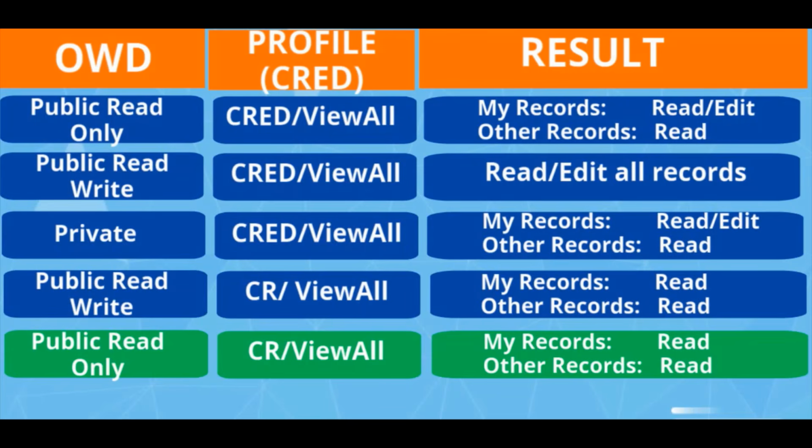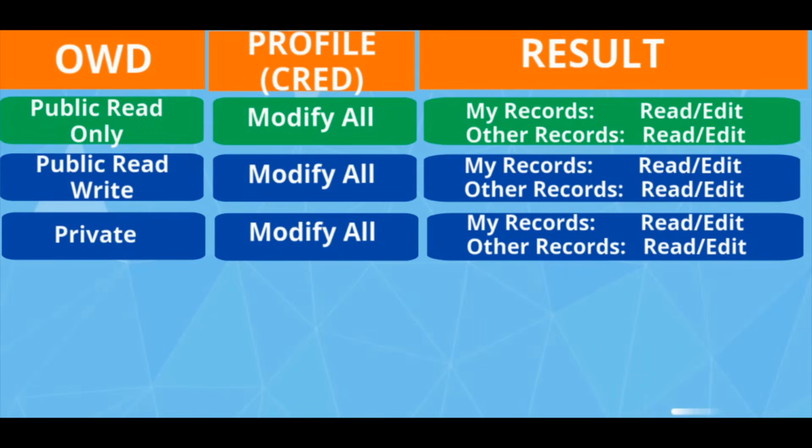Why is the result the same? Because as I have mentioned earlier, OWD is providing edit, and the profile should also provide edit, only then will other records be seen as read and edit, else it will not give the access to edit. OWD here in the current scenario is read only, and in this profile also it is read only. That's the reason in the result we'll have read. Remember one thing, if OWD gives edit, the profile should also give edit, only then can we have edit access on the records which we don't own.